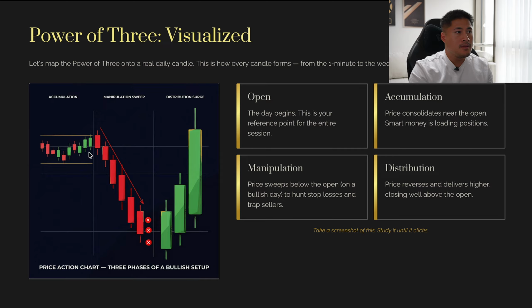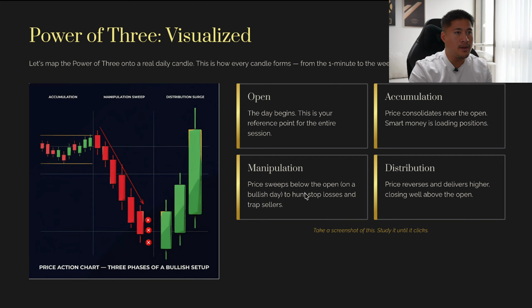So, for example, this is the opening price of a daily candle, this yellow line right here. The day begins, and this is your reference point for the entire session. Then you just wait for the accumulation, which happened right here. Price consolidates near the open, smart money is loading positions. Then you see the manipulation, or you wait out the manipulation.